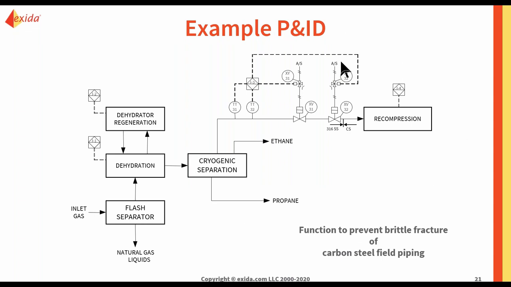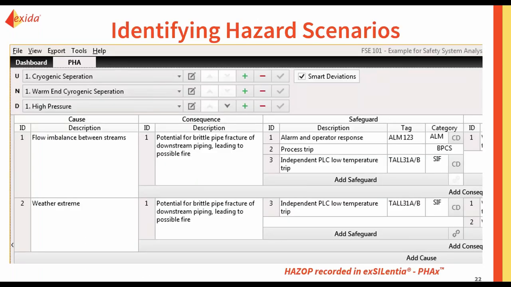Consider this part of the operation where you have cryogenic separation, and there is a function to prevent brittle fracture of the piping around this area. So within the HAZOP, we first jot down the causes for that particular consequence. The consequence will be brittle pipe fracture, and that brittle pipe fracture will result in a possible fire downstream. And what would be the cause? There might be a flow imbalance between different streams, or there might be extreme weather that might create such brittle pipe fracture. So all these are captured, as you can see, from the cause to the consequences, within the deviation of high pressure right over there.